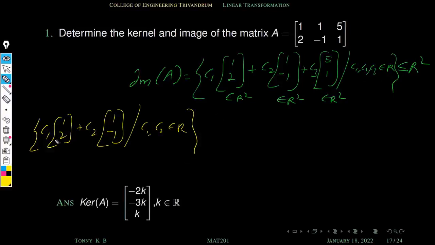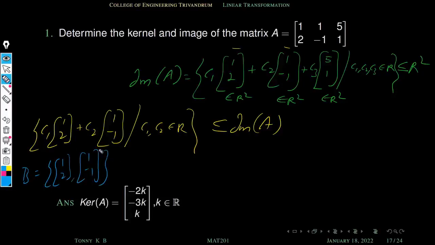Okay, next we consider the span of the first two vectors. That means the set of all C1 (1, 2) + C2 (1, -1), where C1, C2 belong to R. It is clear that this set is a subset of image of A, because image of A is the span of three vectors and this is the span of only these two. Then we consider these two vectors. Let B equal the set {(1, 2), (1, -1)}. It is clear that it's a subset of R2.